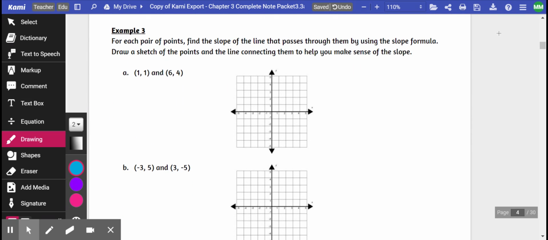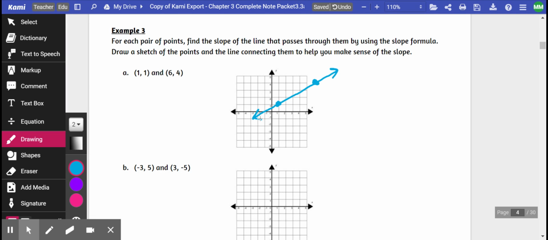So example 3 says, for each pair of points, find the slope of the line that passes through them by using the slope formula. Draw a sketch of the points and the line connecting them to help you make sense of the slope. Okay, so the first point that we have in this one is 1, 1. And the second point is 6, 4. So it's a little bit off of our graph.